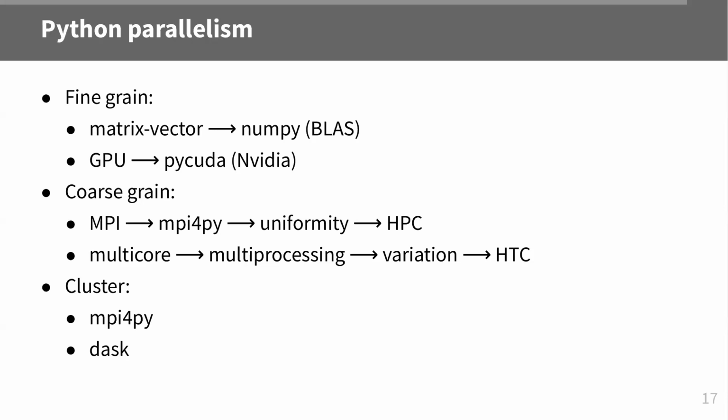Now, coarse grain is different. This is where you have to actually start thinking about how to design the work in your subroutine or your workflow to work across multiple CPUs and especially multiple nodes. In other words, how do I divide up the work of my very large scientific problem? You can use MPI, and then you would use MPI for Py.